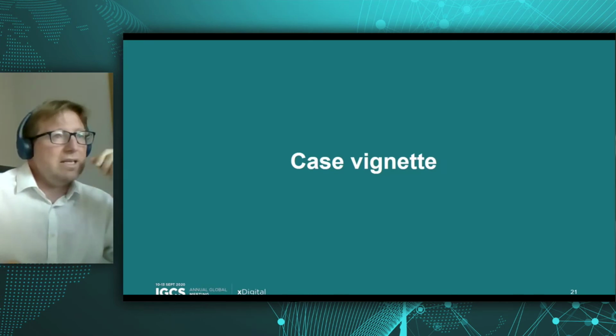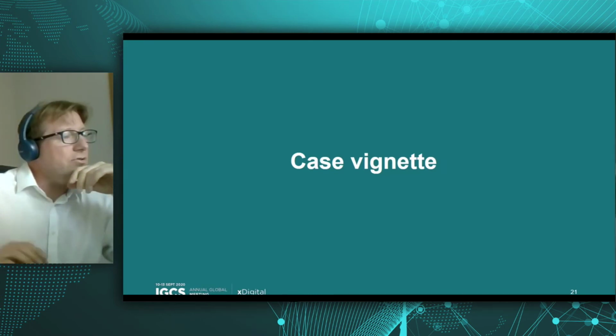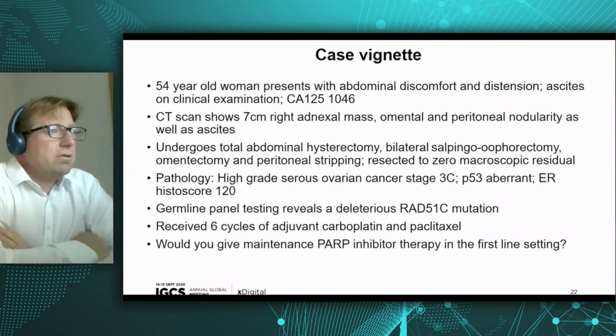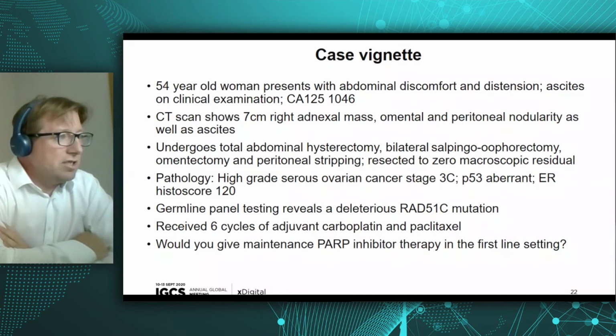So just for the last minute, I'm going to go through a very quick case. A 54-year-old woman who presented in the kind of familiar way with abdominal discomfort and distension. CT scan showed a 7 centimetre adnexal mass, omental and peritoneal disease. She underwent primary debulking and was debulked to zero macroscopic residual. And she had a high-grade serous ovarian cancer, stage 3C, P53 aberrant.